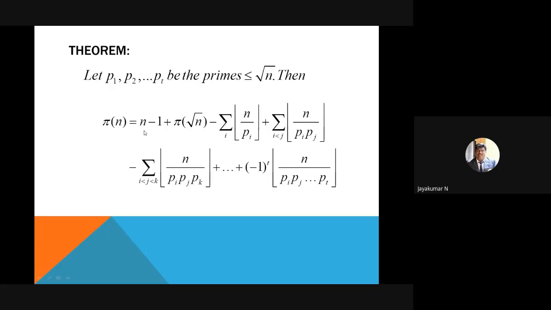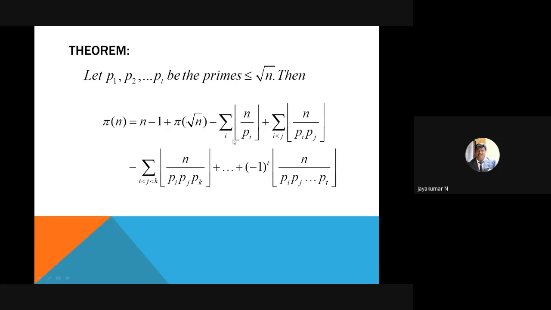The first term is n. The next term is minus 1. The third term is pi of root n, that is, the number of primes less than or equal to root n. If we know this, then only can we evaluate the formula. So the number of primes less than or equal to n is n minus 1 plus pi of root n minus. After this, all terms are of the same type.